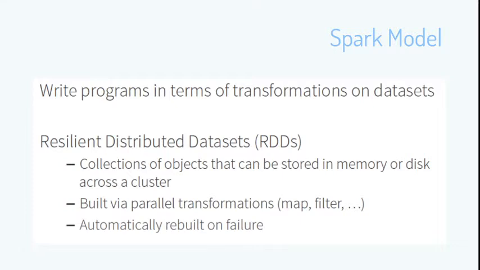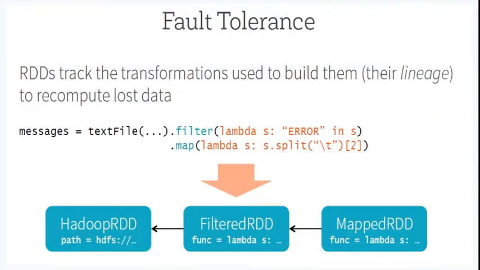RDD is automatically rebuilt on failure. RDD is more efficient when compared to MapReduce. Here you can see fault tolerance: the transformations used to build them are recorded in a lineage. Lineage is nothing but a graph. Based on the processing, it is stored in a graph. If you get an error or lose some data, you can get the output back using that graph. So that is how RDD provides fault tolerance.